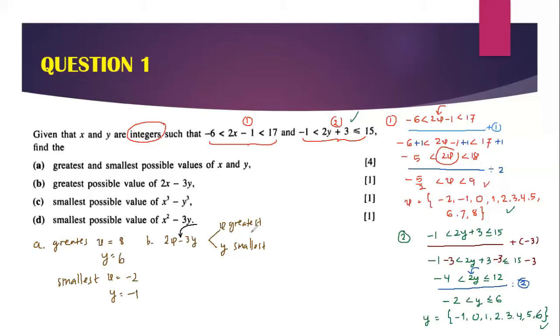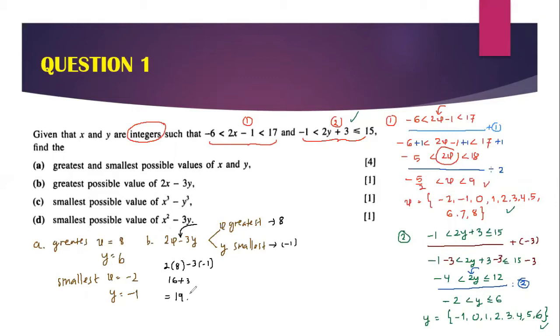Next, the greatest x is 8, and the smallest y is minus 1. Is it correct, everyone? So now we have to operate: 2 times 8 minus 3 times minus 1. So 16 plus 3, we get 19. Is it clear?